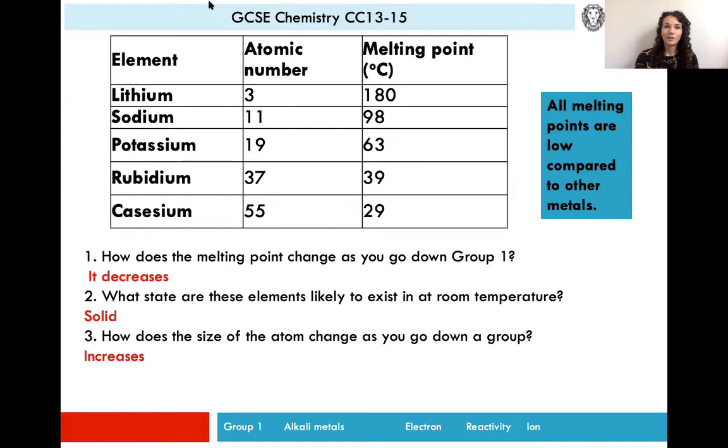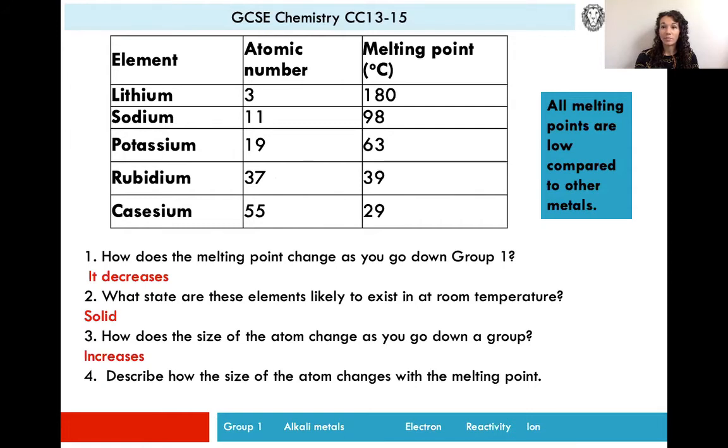Well done. Hopefully you've noticed that the size of the atom increases as the atomic number increases, because more electron shells are being added. Can you describe how the size of the atom changes with the melting point? Just a short sentence to describe that trend. Pause the video, see if you can write a short sentence to describe that relationship between the size of the atom and the melting point.